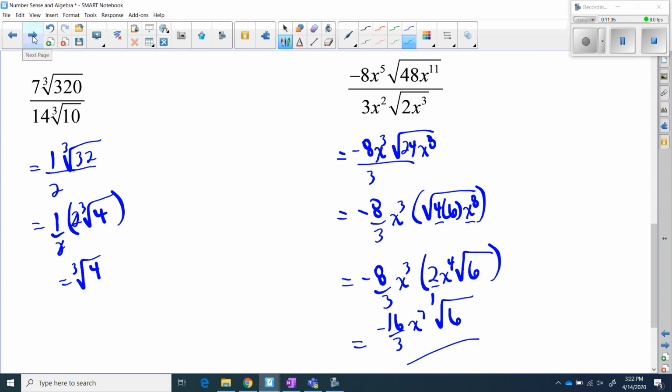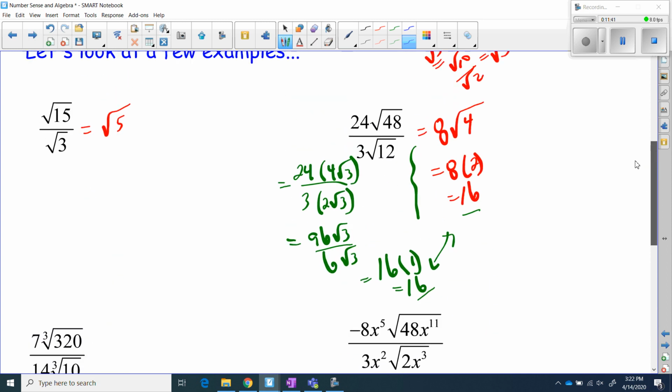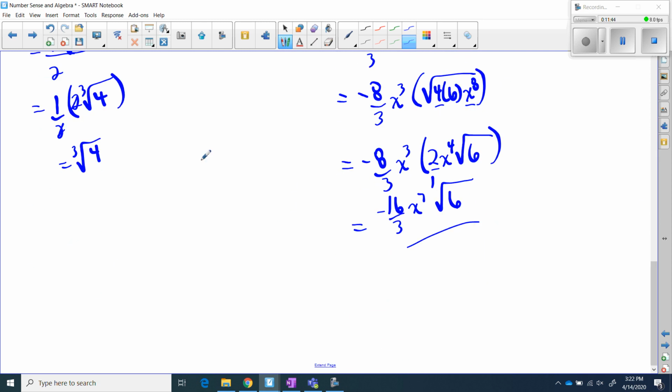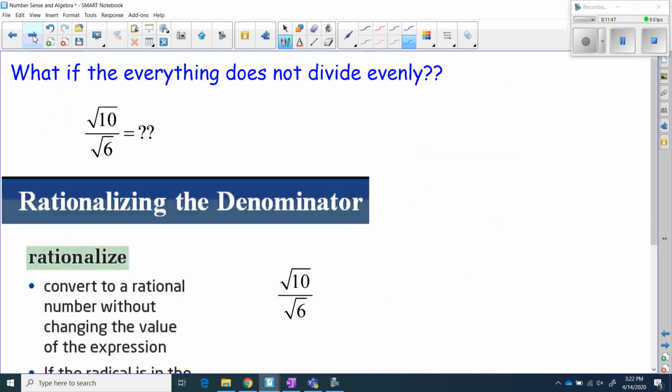In these 4 examples, you'll notice that in every one of them, the radical in the numerator divided evenly by the radical in the denominator. Well, what if the world is not so perfect? What if that radical in the denominator is not going to divide evenly into the numerator? Then what are we going to do? We're going to learn a new process that we call rationalizing the denominator. This becomes an important skill moving forward in pre-calculus. We are not allowed to have radicals remaining in the denominators of our answers.